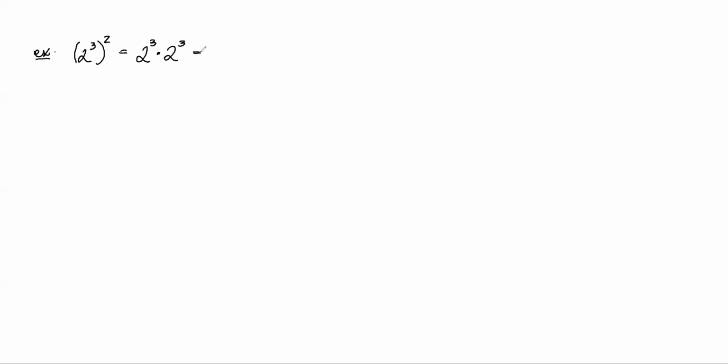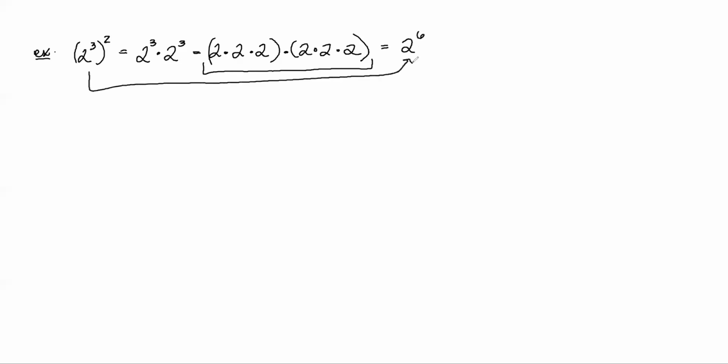And then we want to go ahead and write both of these out, kind of like what we did last time. So 2 cubed is 2 times 2 times 2. 2 cubed again is 2 times 2 times 2. And if we go ahead and look at how many 2's we have here altogether, we have 6 of them. So I can write this as 2 to the 6th. So let's take a look at what we started with and what we ended with. We started with 2 cubed squared, ended with 2 to the 6th. So what did we do with our exponents here to get from this 3 and the 2 to the 6th? We had to multiply them.